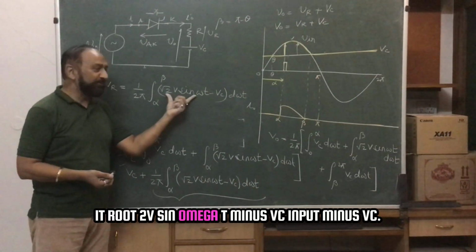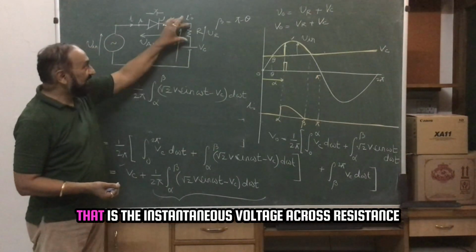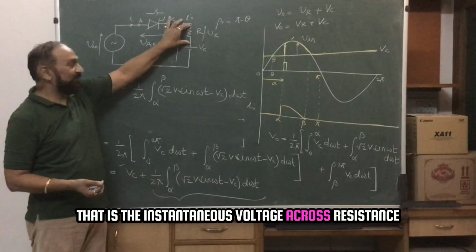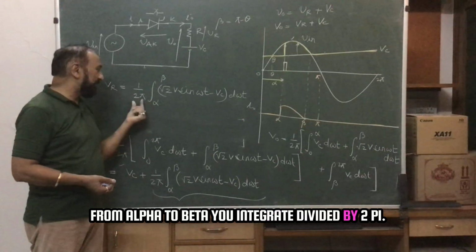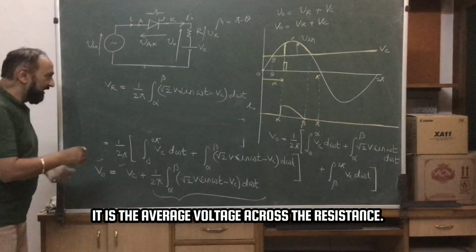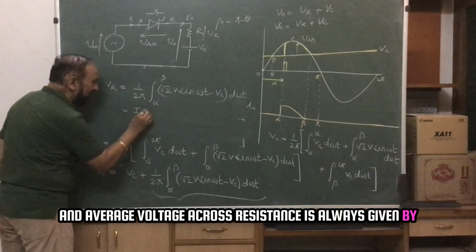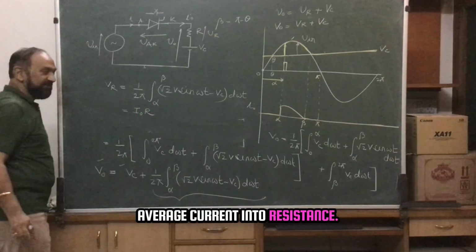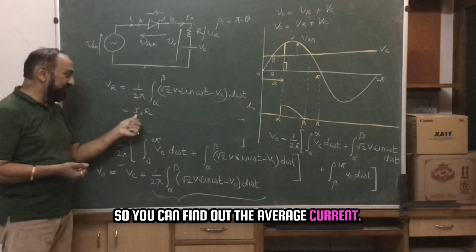Root 2 V sin omega t minus Vc, that is, input minus Vc, is the instantaneous voltage across the resistance. From alpha to beta you integrate, divided by 2 pi, and it is the average voltage across the resistance. And the average voltage across the resistance is always given by the average current into the resistance. So you can find out the average current.